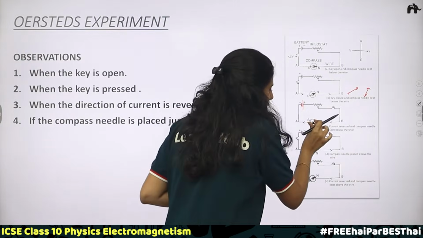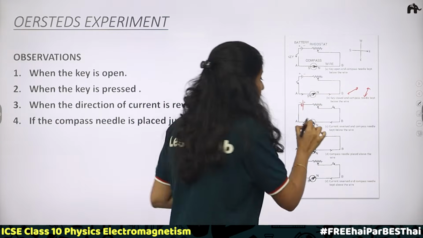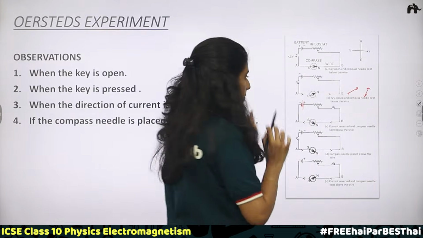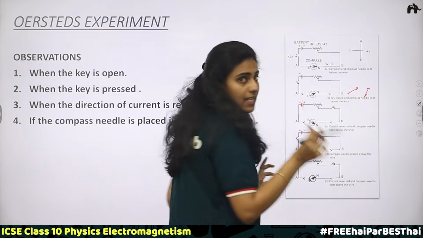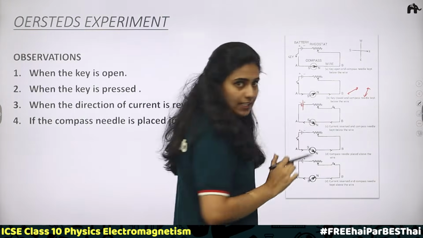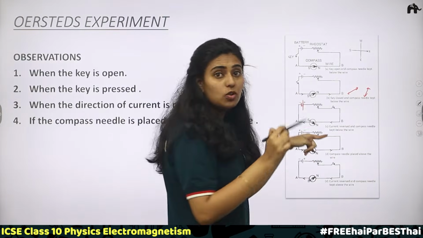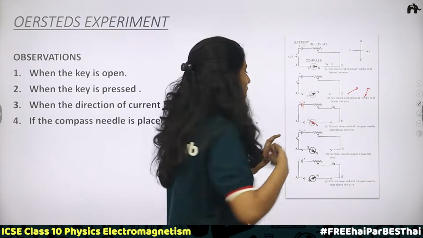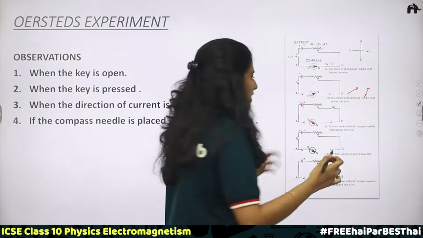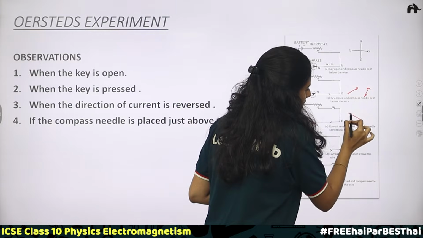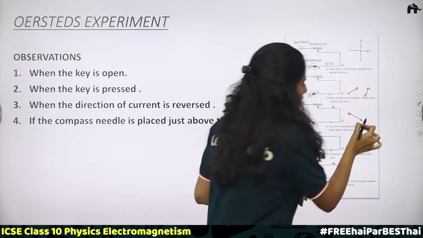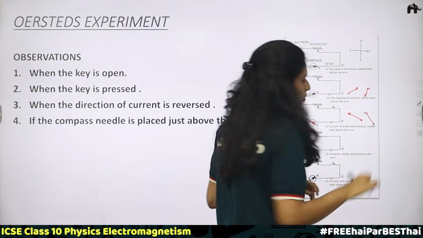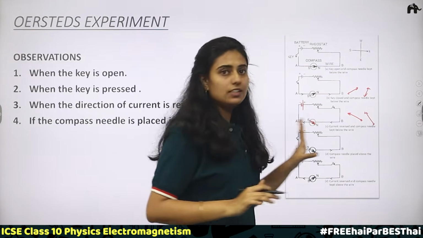What happens to the magnetic field? Deflection in the compass needle. Here the compass needle is again placed just below the wire and it will get deflected downwards towards the east. Again, if you are increasing the current, what happens? Deflection will increase. Initially, if it was in this manner, the deflection would have increased more. Okay, so this is your third point.